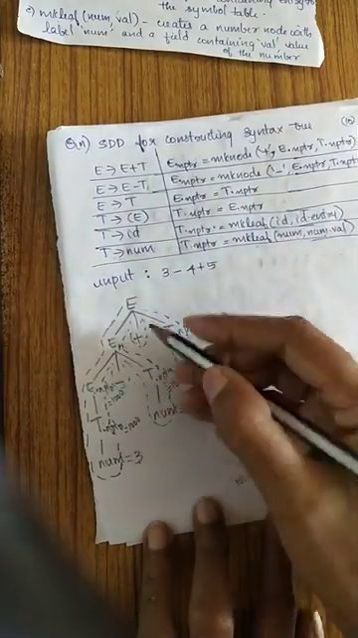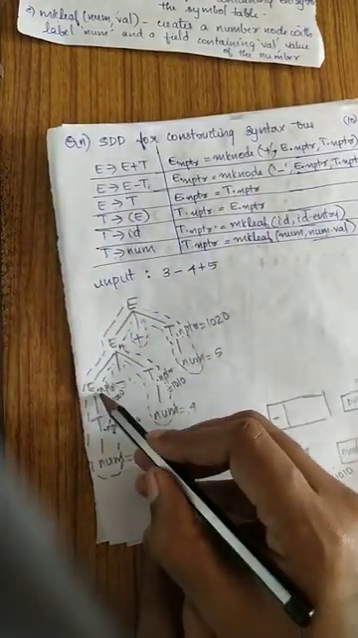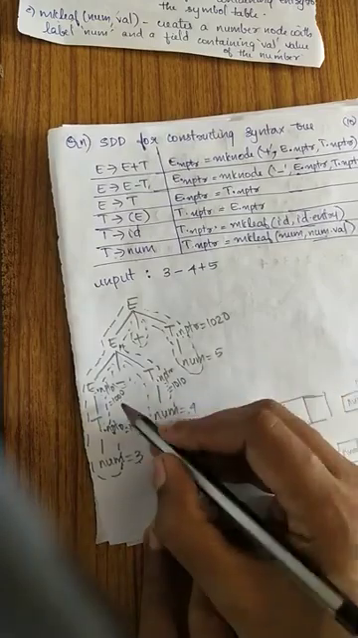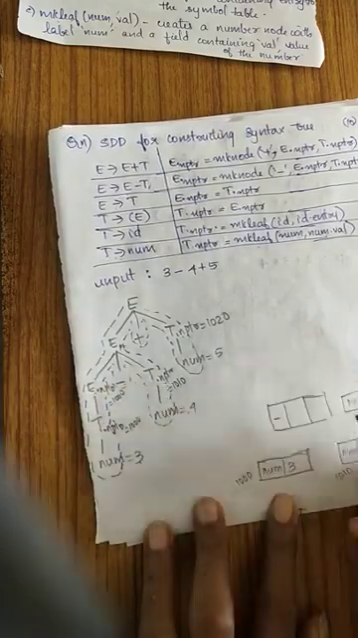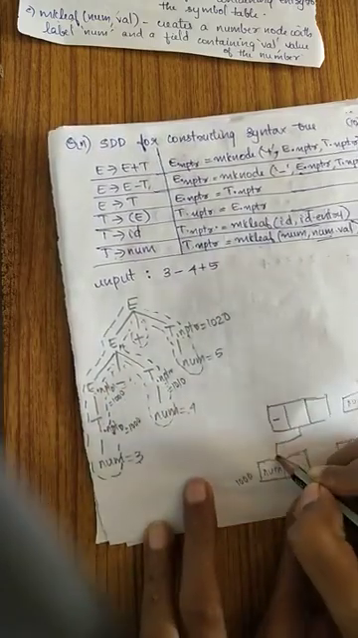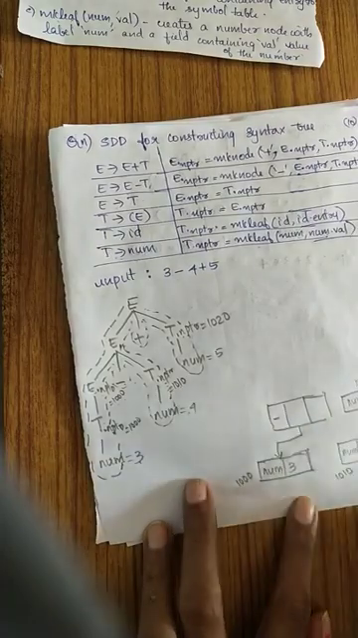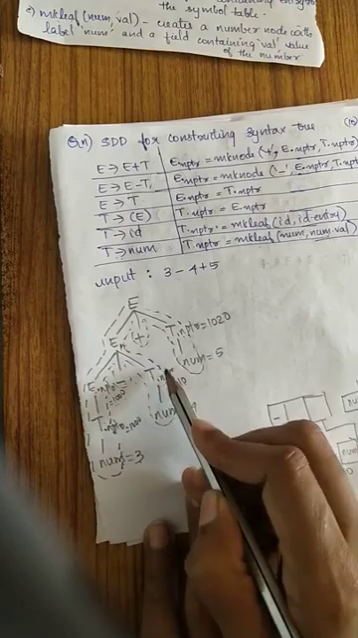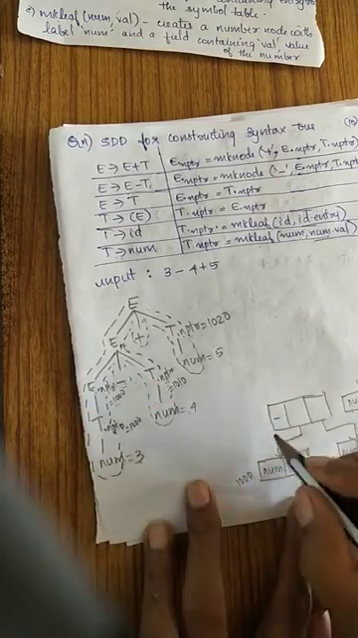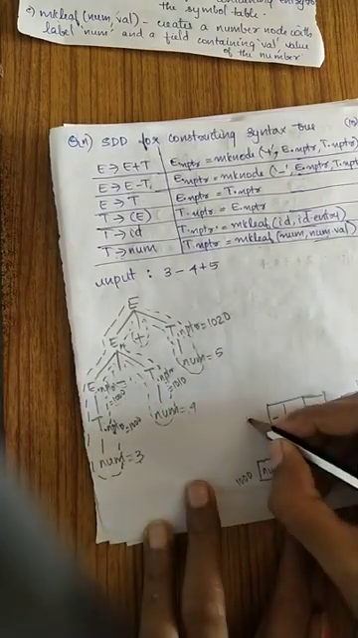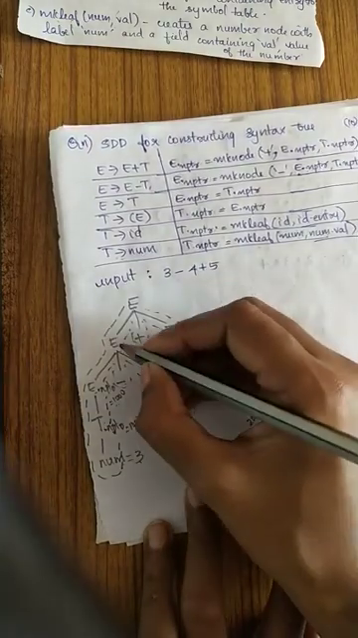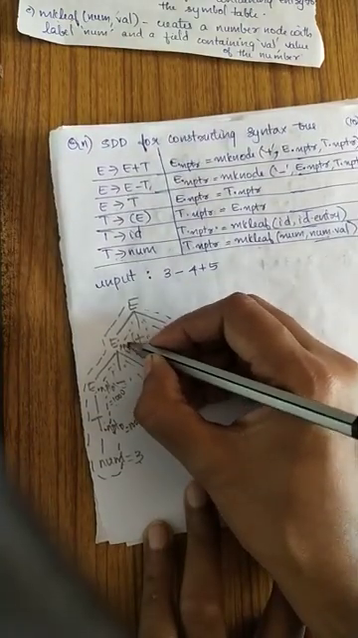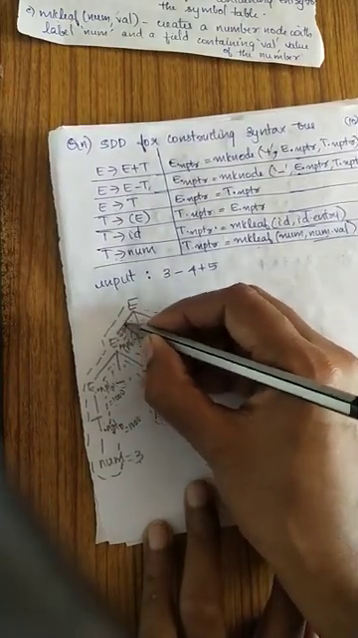So when I come here, the left pointer is 1000, and the right pointer is 1010. So I have to draw a left pointer to 1000 and a right pointer to 1010. Left pointer to 1000 and right pointer to 1010. And this is the new address. Let it be 2000, and this 2000 has to be stored in E.nptr. It gets the value 2000.